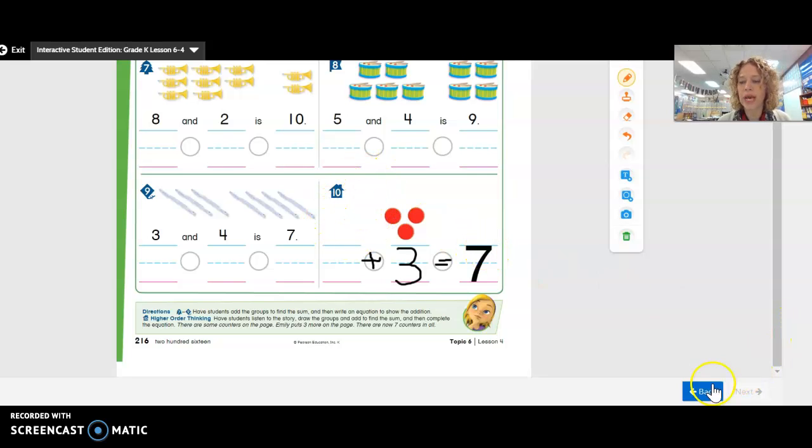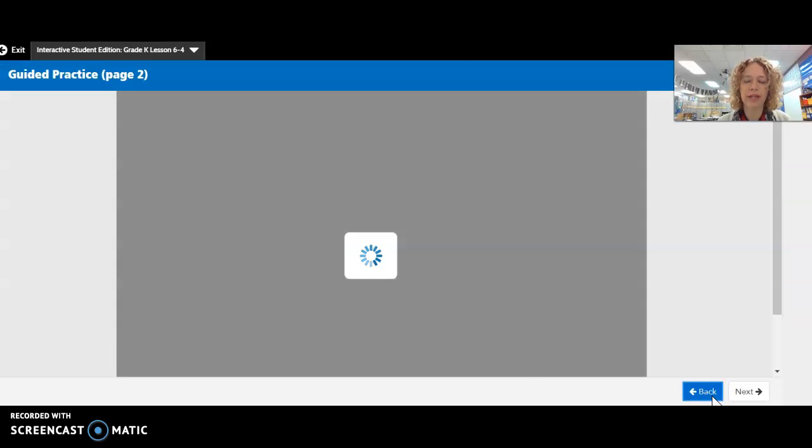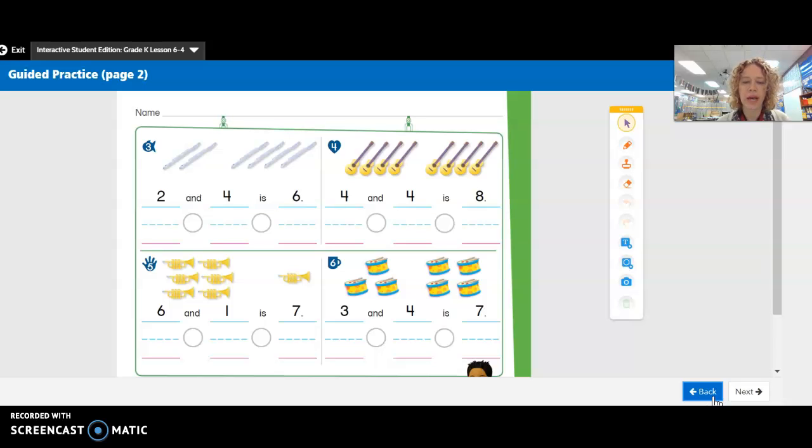When you're done, I want you to send me a page of your independent practice and your guided practice. So this sheet. And then I can see your wonderful work.